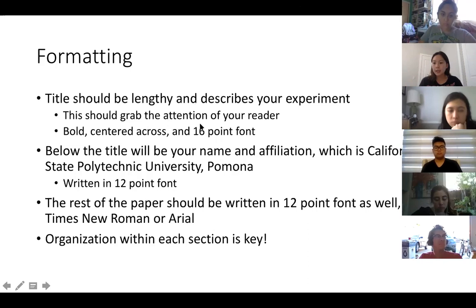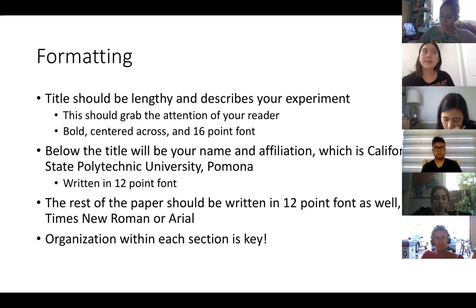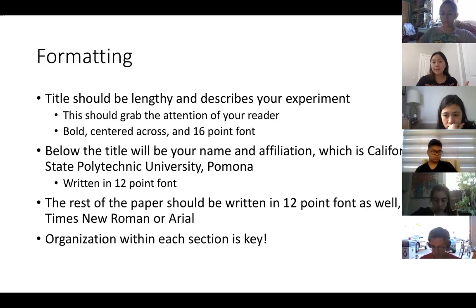You do not need a cover page. You can just have your title at the top of your paper and you're good to go. I would say about 10 to 12 words is pretty decent for your title. It could be something like growing experiments using radishes and various concentrations of Hoagland solution, something like that. Descriptive enough where it describes your experiment and it'll grab the attention of your reader.